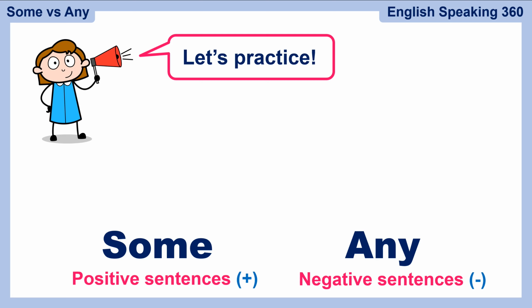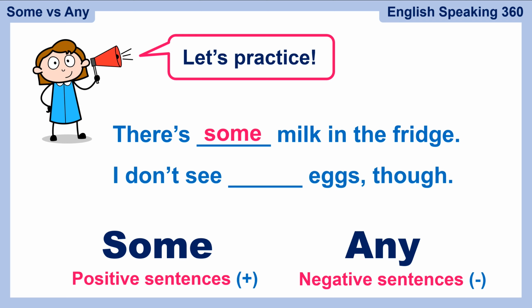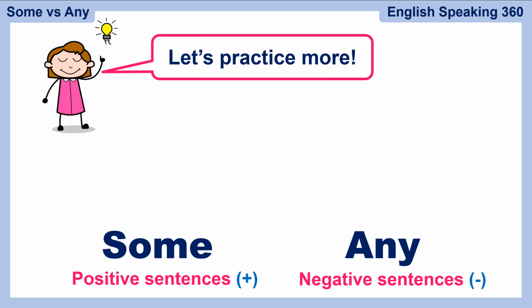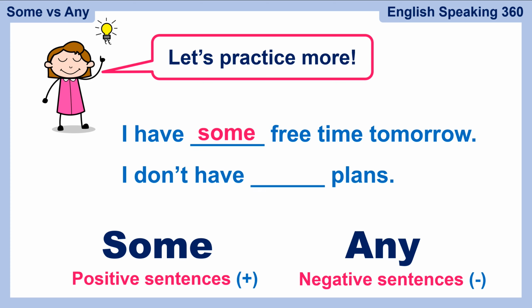Now let's practice together. What would you put in the blank? There's milk in the fridge. There's some milk in the fridge. The sentence is positive. I don't see eggs though. I don't see any eggs though. Let's practice some more. I have free time tomorrow. I have some free time tomorrow. I don't have plans. I don't have any plans.